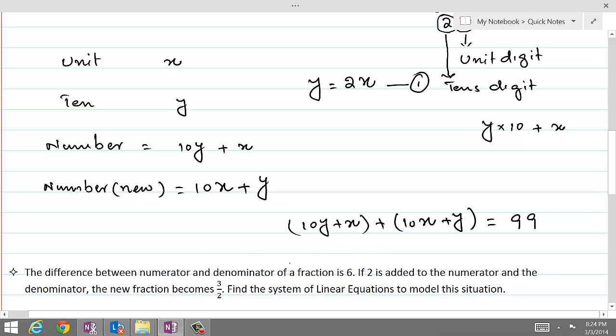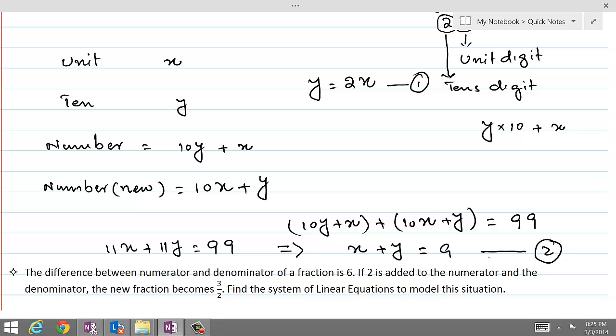And if that is the case, so here we have 11x plus 11y equal to 99. And if we were to divide this by 11 on both sides, we will get x plus y equal to 9, and this is relation number 2. You can write this as any of these three as relation number 2, but this is the simplest form. Therefore, we have the model, and this is called the system of linear equations.